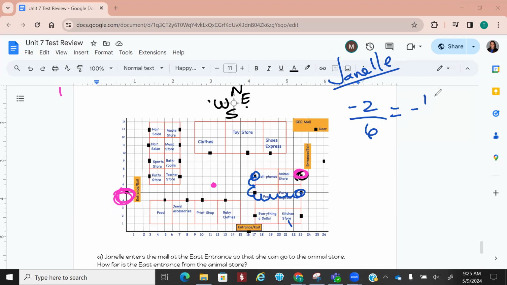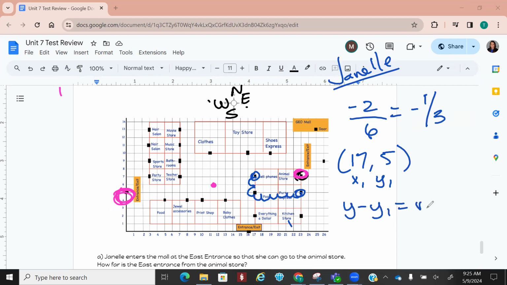-1 over 3. Okay, so I've got my slope. What was the point for Travis? Okay, and that's x1, y1, right? So we got a slope, we got our point. What formula are we going to use? Point slope formula. And all we're going to do is plug these 3 things in. y minus 5 equals -1/3 times x minus 17. I think that's all I ask you to do. I don't ask you to put it in standard or y equals mx plus b form. You can leave it like that.